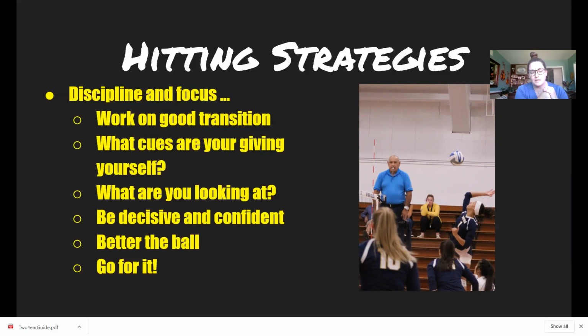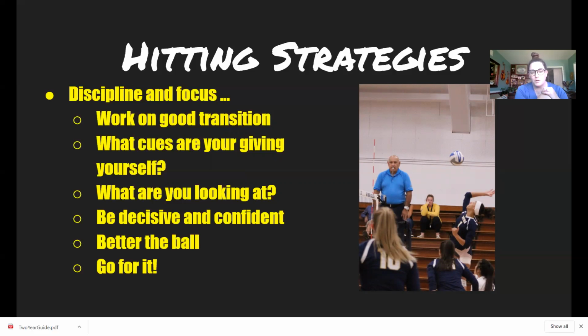What are we looking at in terms of what we're hitting? Again, it's the block, it's what you think is open, and it's where you think is going to be the most effective to score. So we have to look at a lot of things. We have to look at the set, we have to look at the block, and we have to see what's on the other side of the net, or kind of know going into the swing what we think is going to be effective. Ultimately, you have to be decisive and confident.